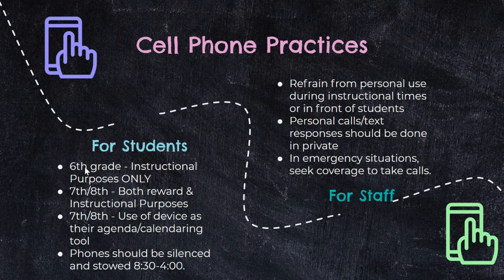For 7th and 8th grade, you can look at offering some type of cell phone reward, like maybe some music during independent work. We don't really want to have gaming, and really music is such a surface way to say we want to limit the use of cell phones to instructional reasons. Maybe they're using their phone to do some research, but it needs to be instructional. 7th and 8th graders can also use their phone as their agenda or calendaring tool, but there should be designated times, maybe in the first 5 minutes of class where they put in some due dates, or maybe that's the last 5 minutes of class routine.